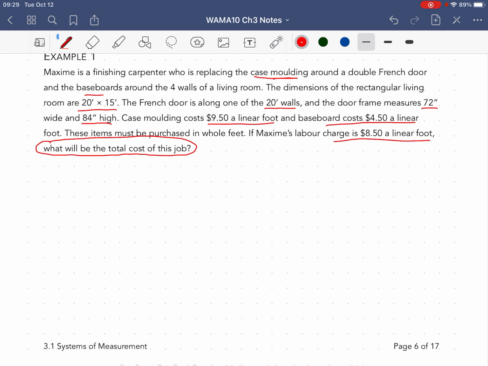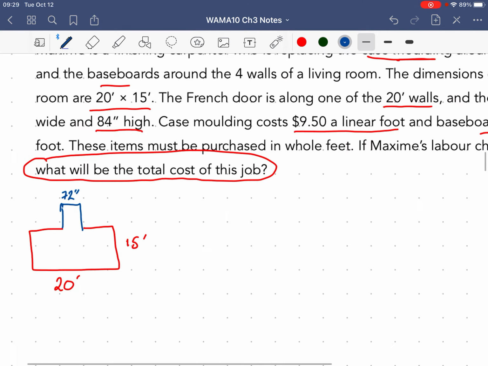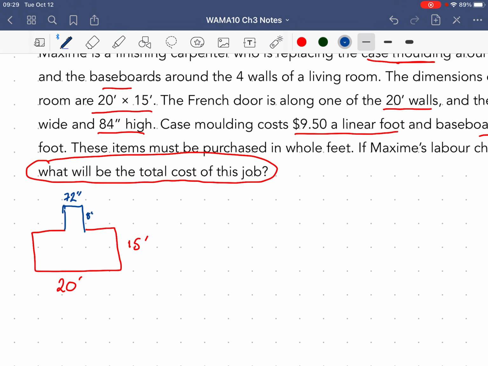Well, let's take a look at what's going on here. So we need some pictures. So he's got a room that looks something like this. It's 20 feet this way by 15 feet this way. Then in this room there's a doorway, and the doorway looks like this. It's going up. It's 72 inches wide and 84 inches long.